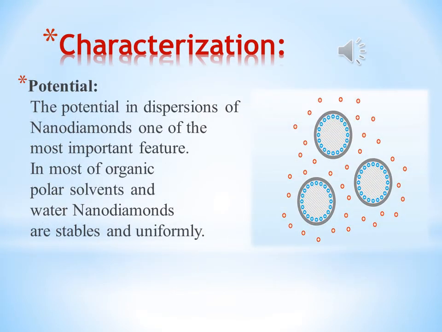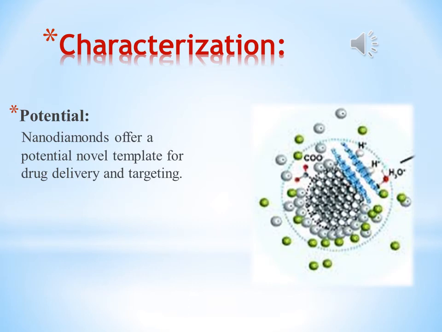Let's talk about another characterization, potential. The potential in dispersion of nanodiamonds is one of the most important features, because due to this feature, nanodiamonds are stable and uniform in most organic polar solvents and water. Nanodiamonds offer a potential novel template for drug delivery and targeting because of their small primary particle size, impurity, excellent properties, smooth surface, and high biocompatibility. However, nanodiamonds' properties such as aggregation state, surface chemistry, and presence of impurities.